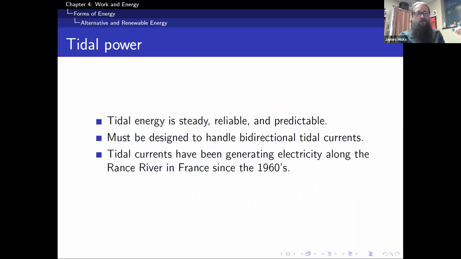And the last one I want to talk about is tidal power, and that's using the tides moving in and out throughout the day to generate electricity, very much like how you'd use a windmill. And the picture is going to look like a giant windmill that goes underwater. Now in France, they've been using tidal power to generate electricity since the 1960s.